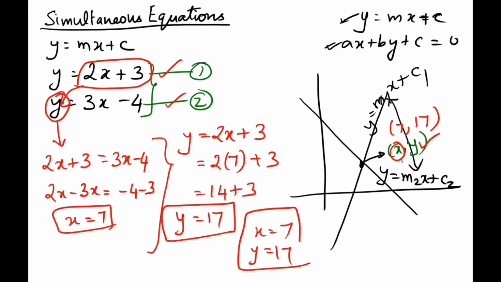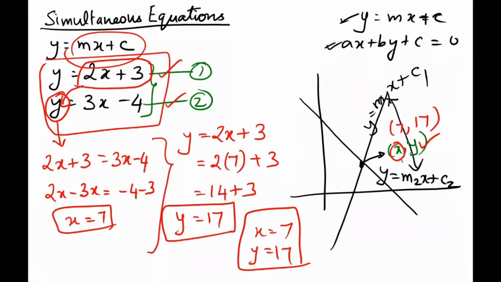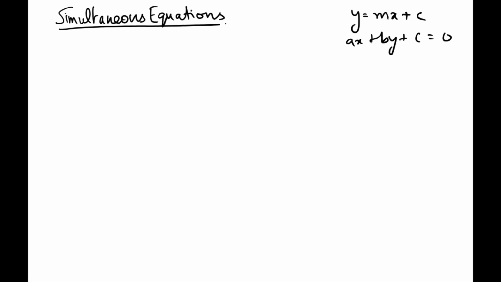All the solutions for two simultaneous equations will be in terms of x is equal to something and y equal to something. In this case, we have solved simultaneous equations when both of them are in the form of y equal to mx plus c. Now we are going to see how to solve simultaneous equations if one is in this form and the other one is in this form.